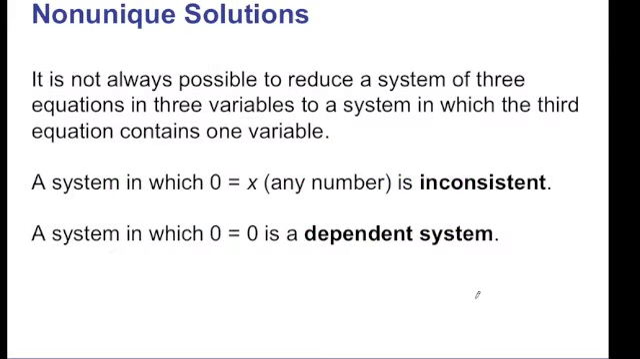Now sometimes we have non-unique solutions to linear equations. It's not always possible to reduce a system of 3 equations and 3 variables to a system in which the third equation contains 1 variable. Anytime you end up with 0 equals some other number, that's inconsistent, no solution. Inconsistent means there's no solution. And if you end up with 0 equals 0, that's a dependent solution where, as with our 2 systems, we have infinitely many solutions.